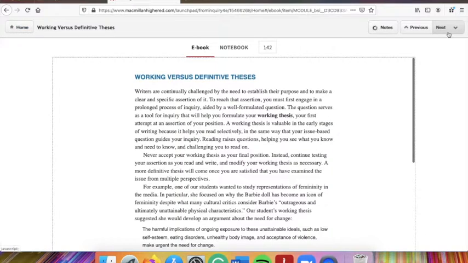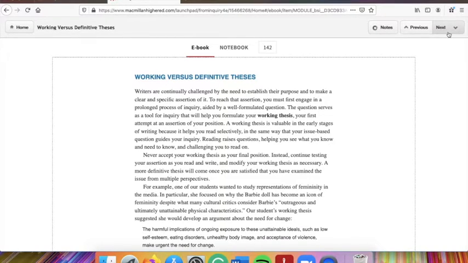the working thesis versus the definitive. So a working thesis isn't really your final one. The well formulated question you did will help you get your working thesis. That's your first attempt at asserting your position.